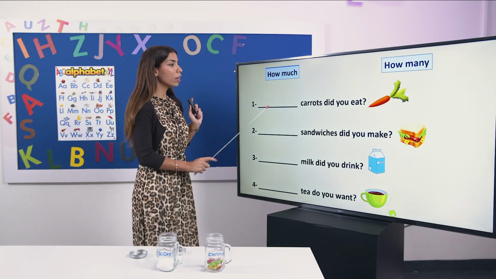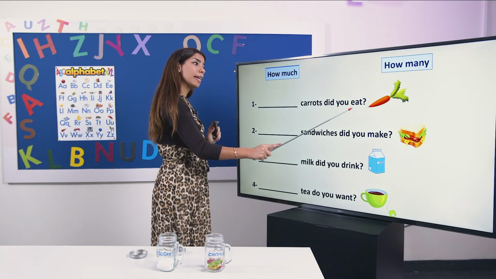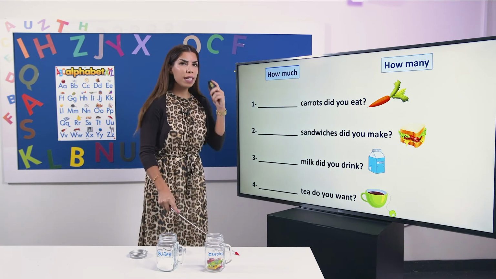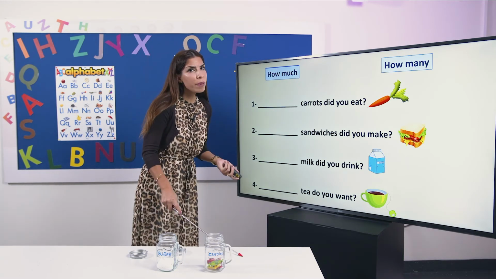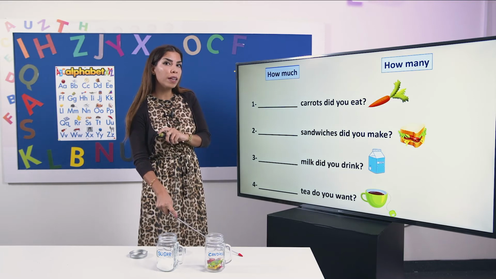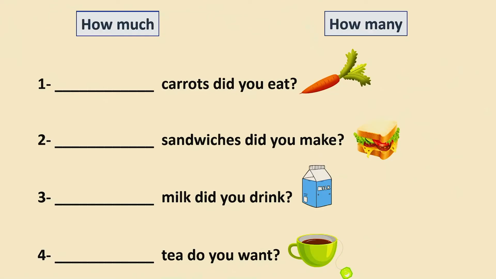Number 1. Carrots did you eat? Carrots. Think about the word carrots. Are they countable or uncountable? Yes, of course. Countable. Very good. So, do I use how much or how many? Great job. How many? Let's read the question together. How many carrots did you eat? Very good.